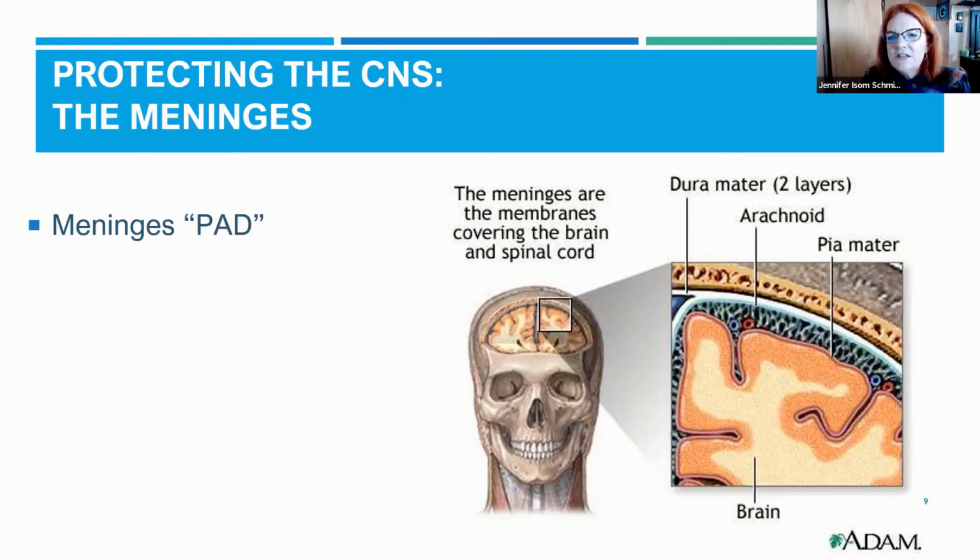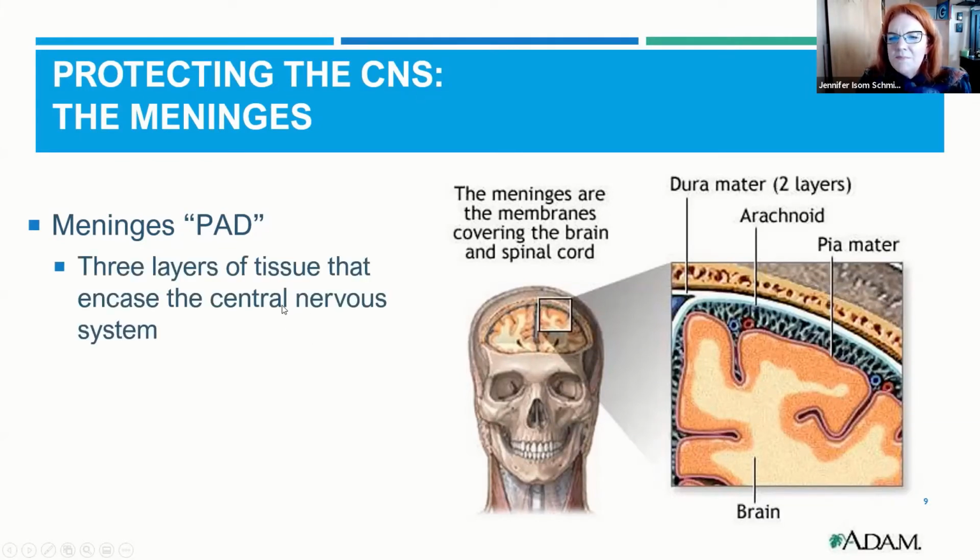And I like to use the acronym PAD. You can use DAP, whatever you would like to use that helps you remember it. But you need to remember that there are these 3 layers, and they differ from each other in what they do. But they encase the central nervous system. In some parts of the central nervous system, there are only 2 layers, but we won't go into that much detail. We need to know that there are 3.